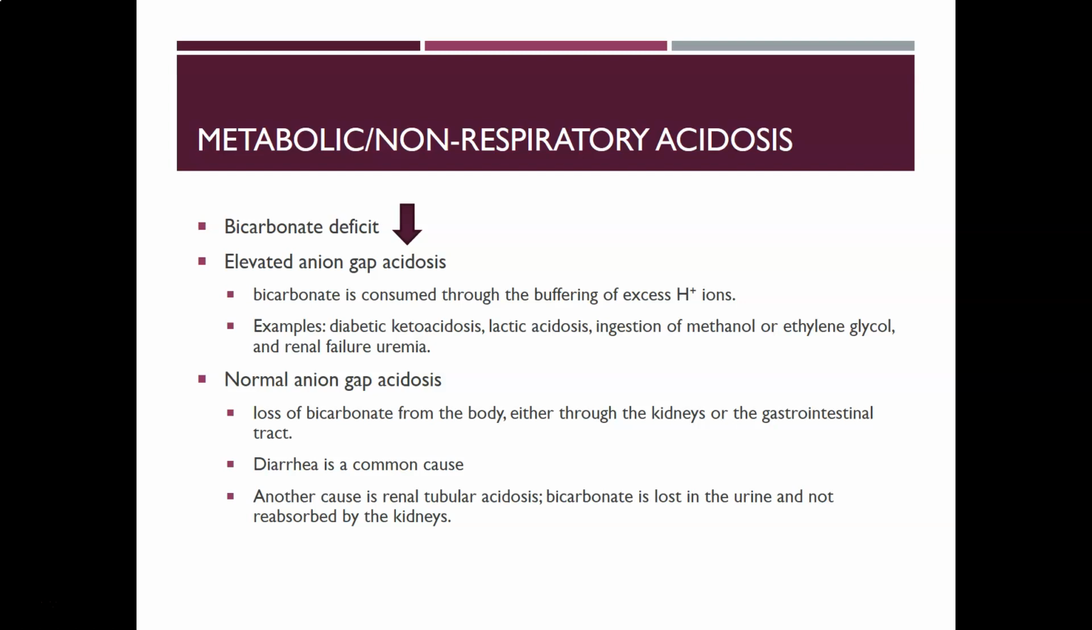Some examples are diabetic ketoacidosis, where keto acids are produced, lactic acidosis, where lactic acids are produced, the ingestion of methanol or ethylene glycol, and renal failure uremia. All of those lead to accumulation of acids in the blood. Or in a normal anion gap acidosis, this is due to the loss of the bicarb from the body, either through the kidneys or through the GI tract. Diarrhea is a common cause. Another cause is renal tubular acidosis, where bicarb is lost in the urine and not reabsorbed by the kidneys. So we can have either excess of acids or loss of bicarb and get a metabolic or non-respiratory acidosis.